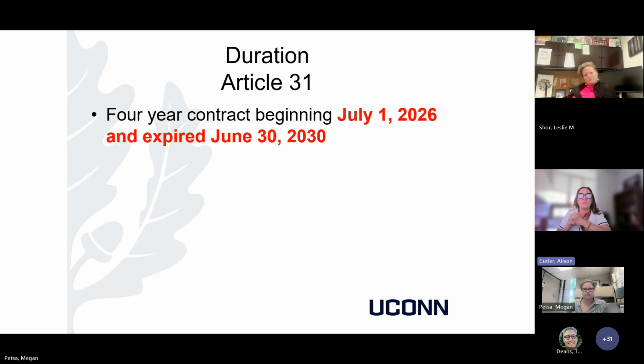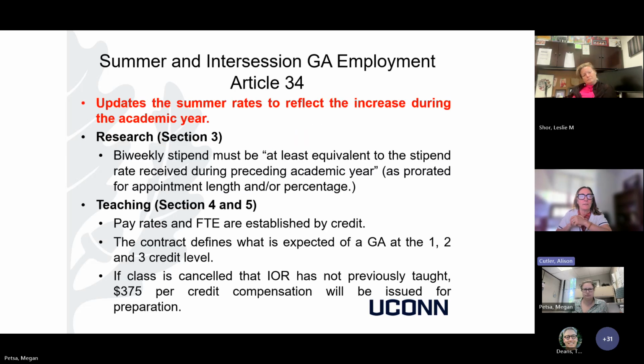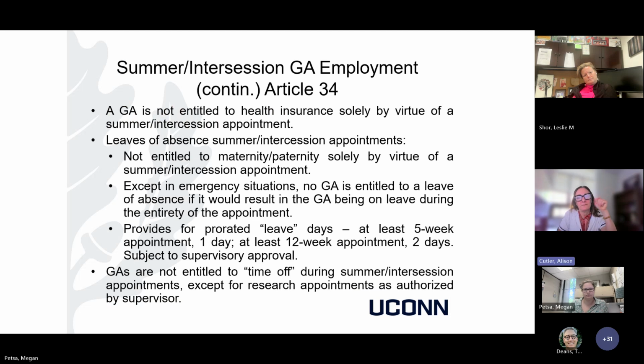Like I said in the beginning, the duration of the contract is for the next 4 years. We can move to the next one. Summer and intersession, the only thing that changed from this contract to our new one is that the summer rates are going to reflect the increase in the stipend rates. We can move on from this.